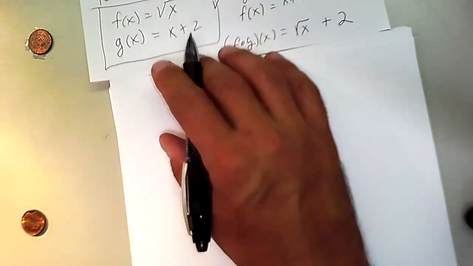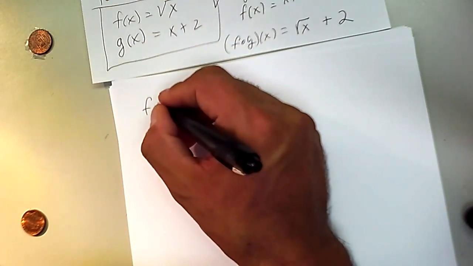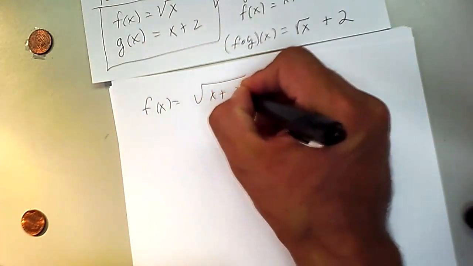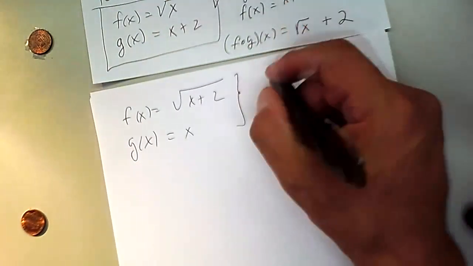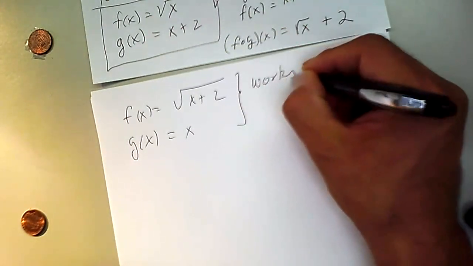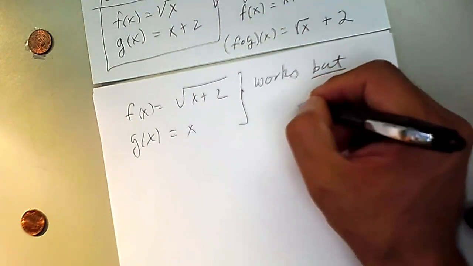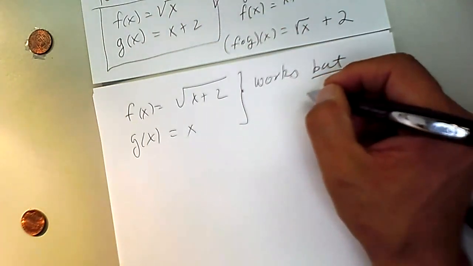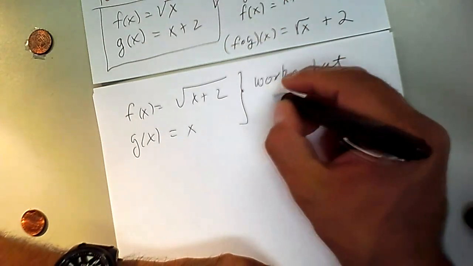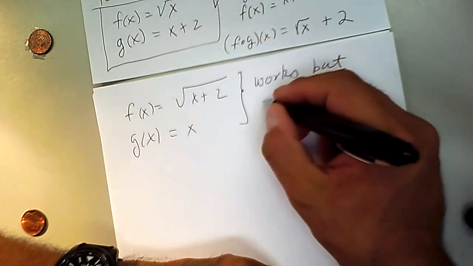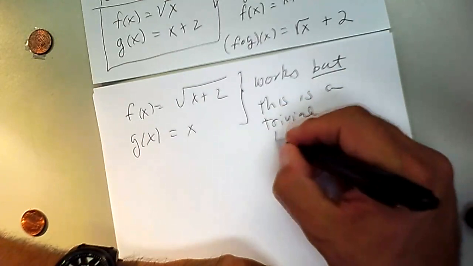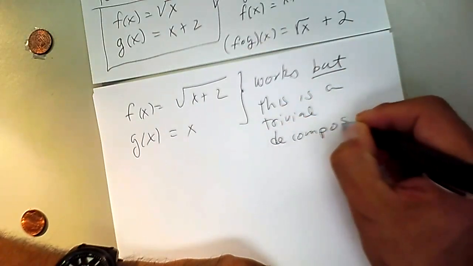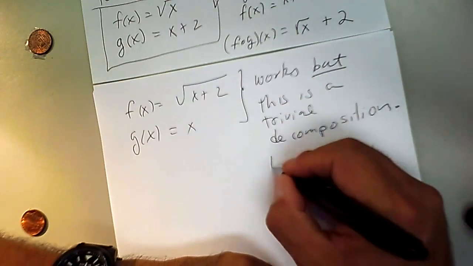Now, there are trivial solutions to this problem. If somebody said, hey, can I just say f of x equals square root of x plus 2 and g of x equals x, that actually works. But there's a big but happening here. This is a trivial decomposition. Not allowed.